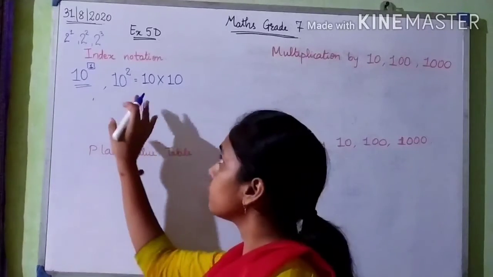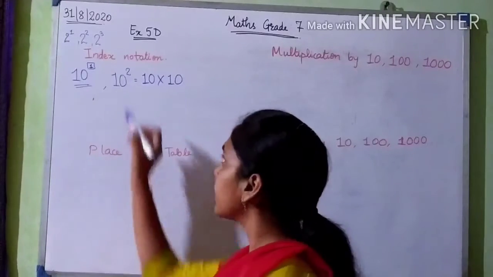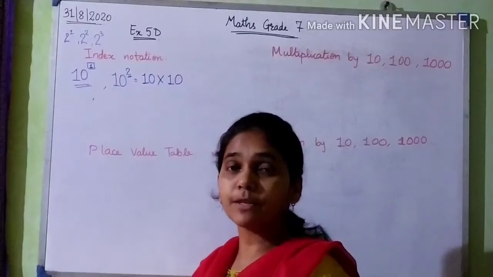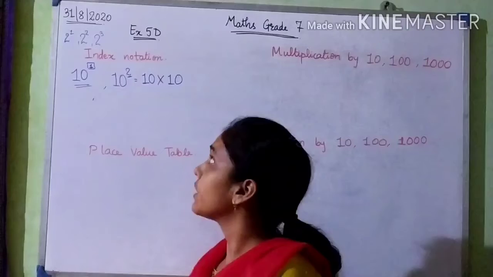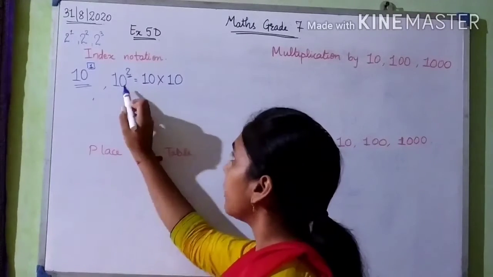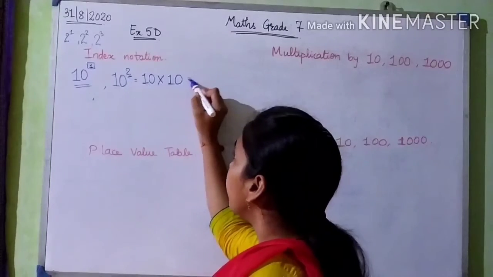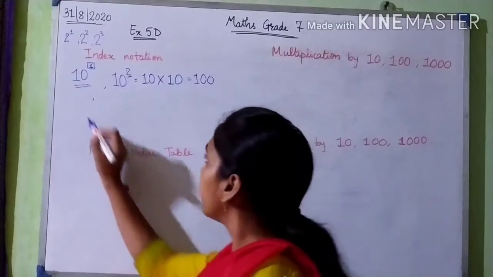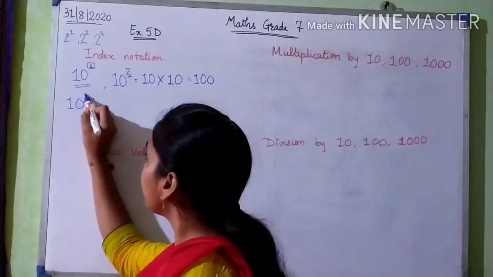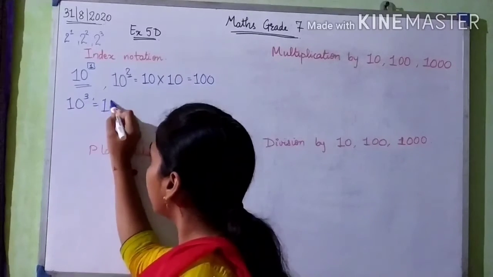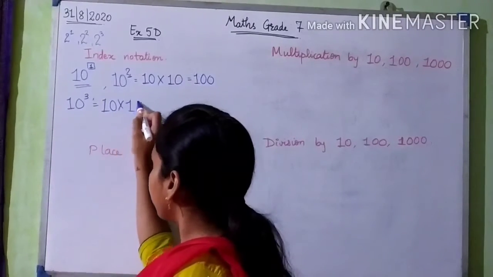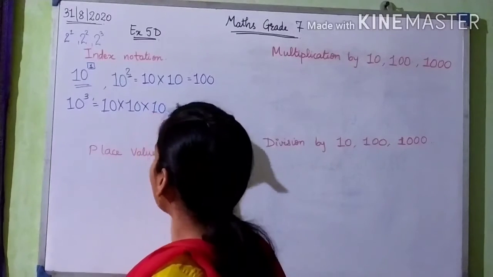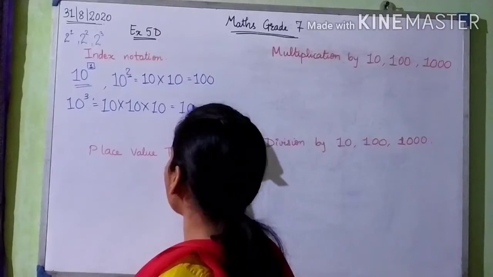This is known as index notation. The number which comes up is known as the index. So 10 raised to 2 means 10 into 10, which is 100. Now if I write 10 raised to 3, this means 10 is multiplied by itself 3 times: 10 multiplied by 10 multiplied by 10, which is equal to 1000.